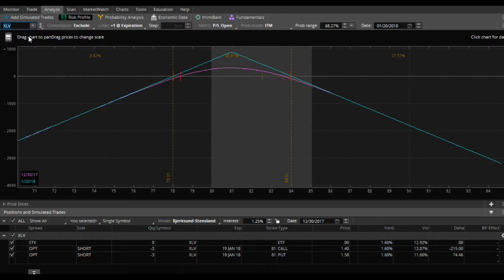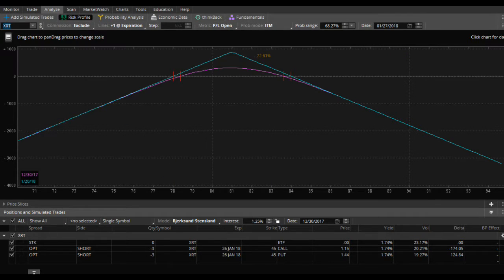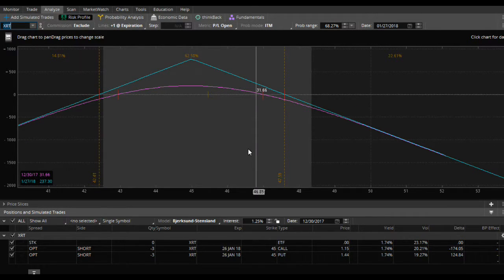And then finally in XRT, which is our retail ETF, really nicely centered over the market. Again, this one actually might come off this week as well. If it does, you will certainly get an email from me. So if you do have any questions about these positions, let me know.